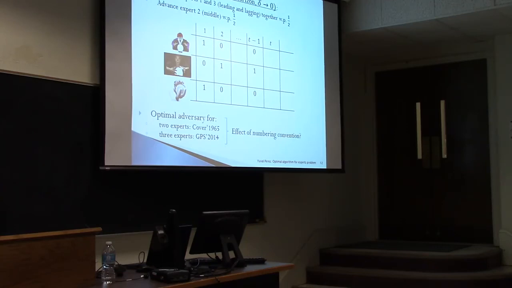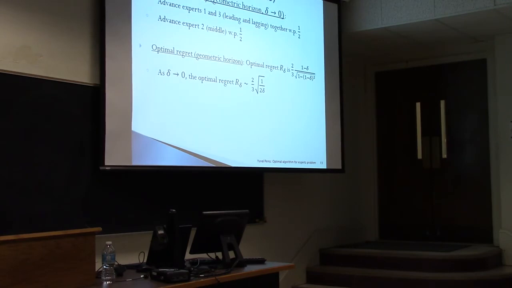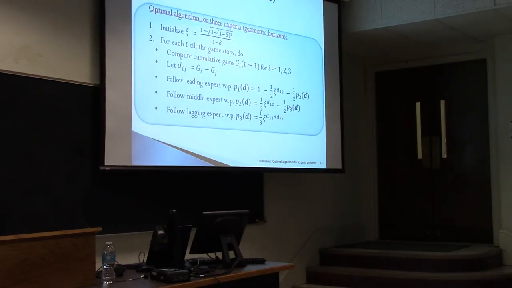Okay, and funny thing is, we think that one reason that people didn't find even this very simple thing is they didn't use this numbering convention. They thought, the experts have names and they use the names, and that is the wrong approach. You have to ignore the names and just look at the performance. Okay, and we can say what is the optimal regret. Instead of half times 1 over root 2 delta, this half is replaced by 2/3. And this is the optimal algorithm.